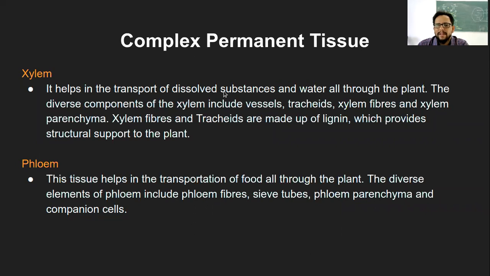Dissolved substances means, let's say a root is absorbing something from the soil, and those will be the dissolved substances in terms of ammonia or ammonium compounds, or certain minerals like magnesium, calcium, and so on. So those will be the dissolved substances, and water is obviously absorbed by the roots. We are going to see in the absorption by roots how the root helps in absorption of the water. But yeah, so xylem helps in the transport of dissolved substances and water throughout the plant.